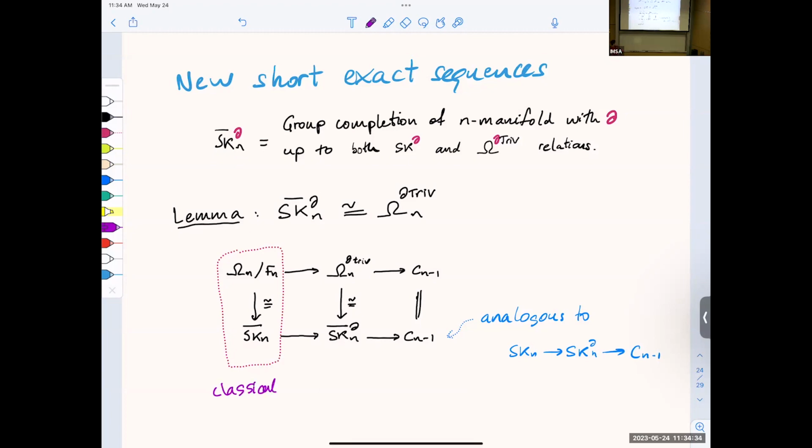So that's a classical group. That one, they were just saying that the classes in cobordism that are going to disappear when you take cut and paste relations are the mapping tori. So that one is classical. The other groups are the same groups. Therefore, the thing in the middle has to be an isomorphism. So there is an isomorphism between these two groups here.